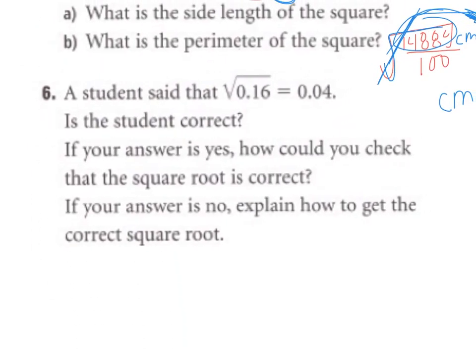And this question is just asking, a student said that the square root of this number is 0.04. A mistake I see sometimes is they think that this is a decimal. That's just a period. Don't stress about that one. Figure out if she's correct, and if she is correct, show why and explain why you think it is correct or is incorrect.